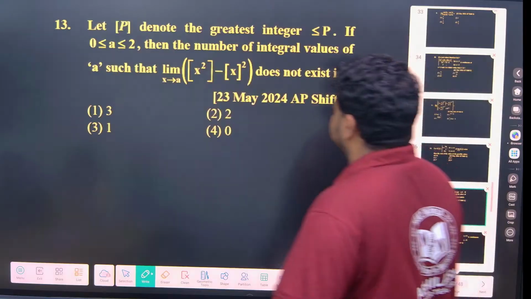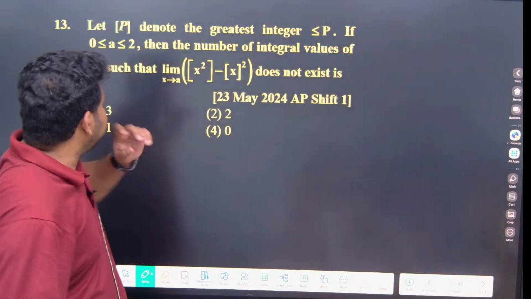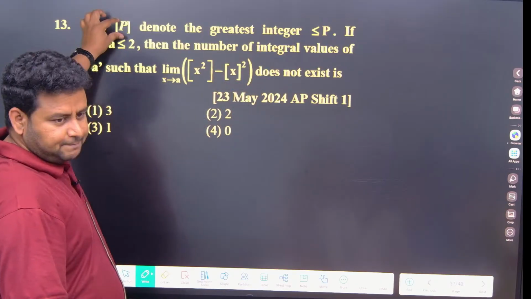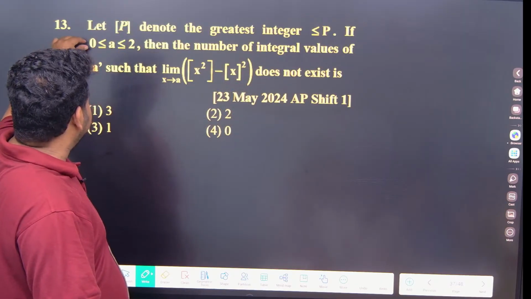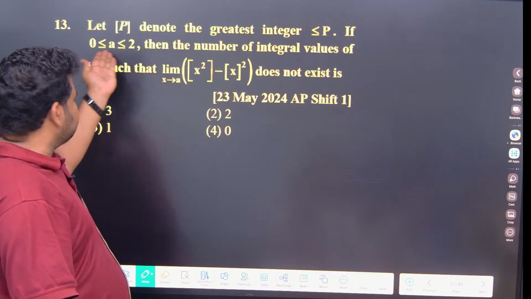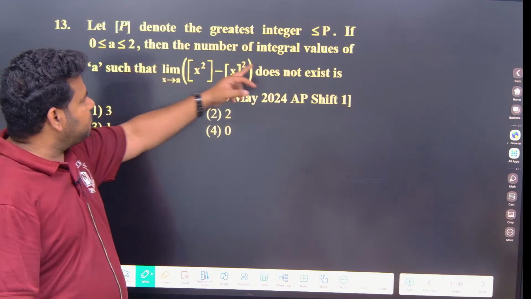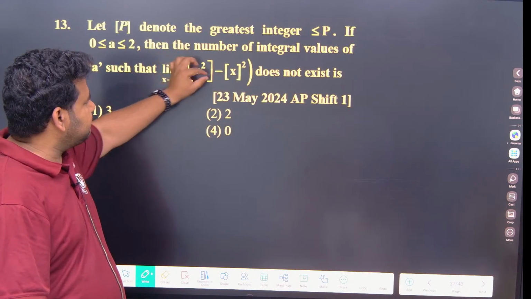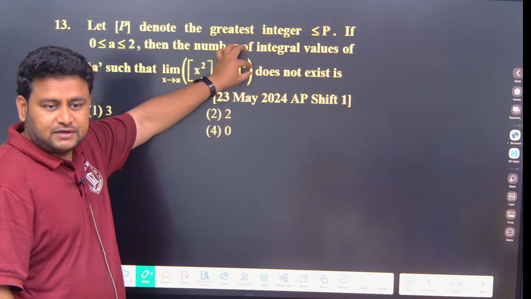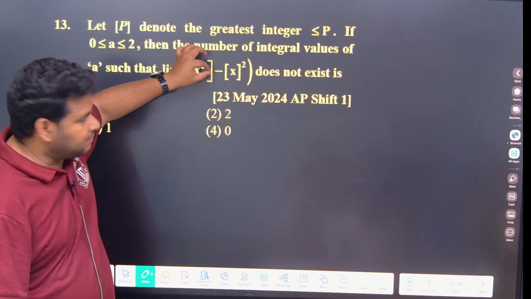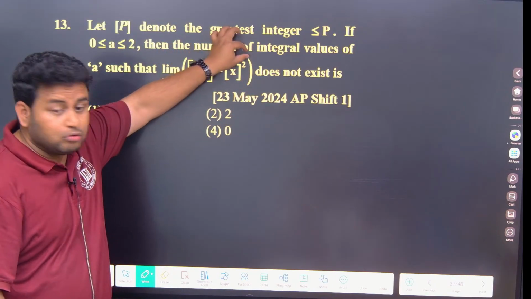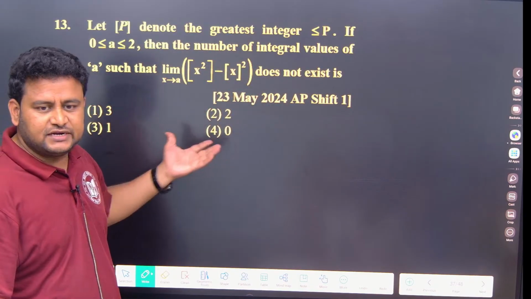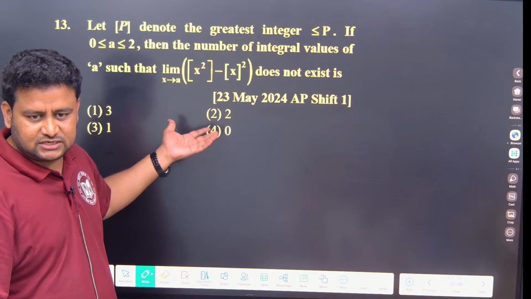Okay, please have a look at this question. Let p denote the greatest integer less than or equal to p. If a is lying between 0 to 2, then the number of integral values of a such that the limit of step function of x square minus step function of x whole square does not exist, that means where the limit does not exist, they are asking.